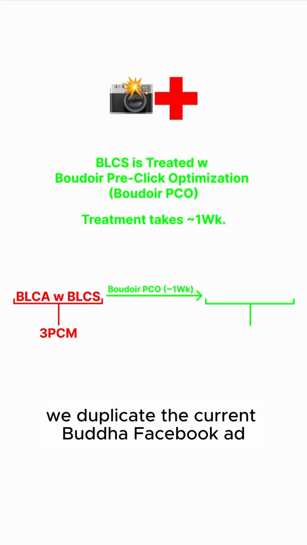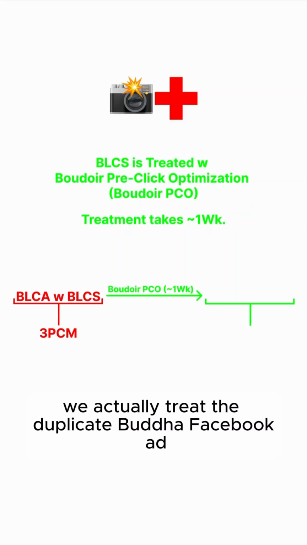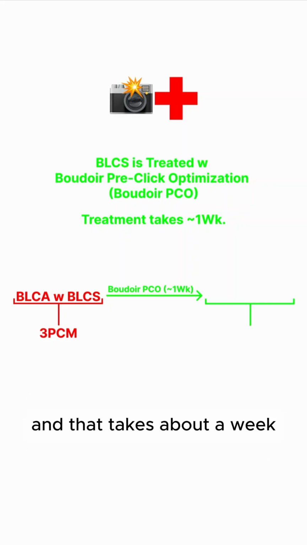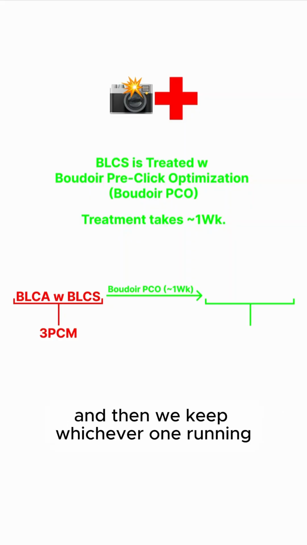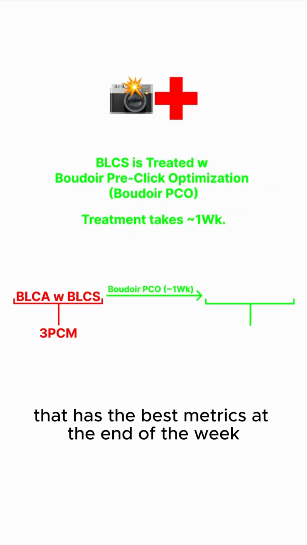What we do is we duplicate the current Boudoir Facebook ad, leave the original as it is, and we actually treat the duplicated Boudoir Facebook ad. That takes about a week, and then we keep whichever one is running with the best metrics. And it's always been the Boudoir PICO treated ad that has the best metrics at the end of a week.